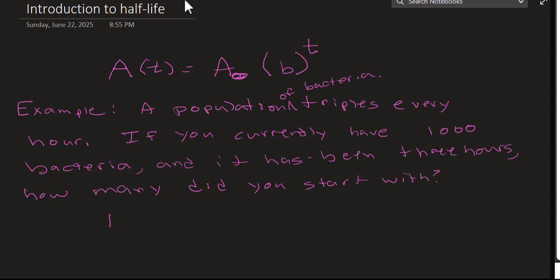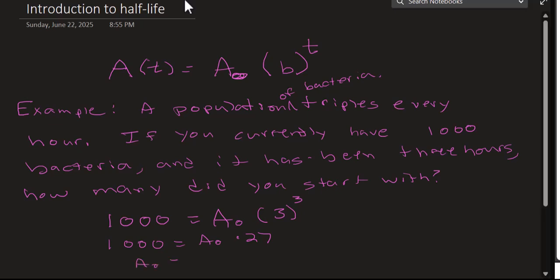Okay, so we currently have 1,000. That's the amount we have right now. We don't know how many we started with. It triples every hour, and it has been 3 hours. So we have 1,000 equals A naught times 27, or A naught equals 1,000 divided by 27, or A naught equals 37. So I started with 37 bacteria.